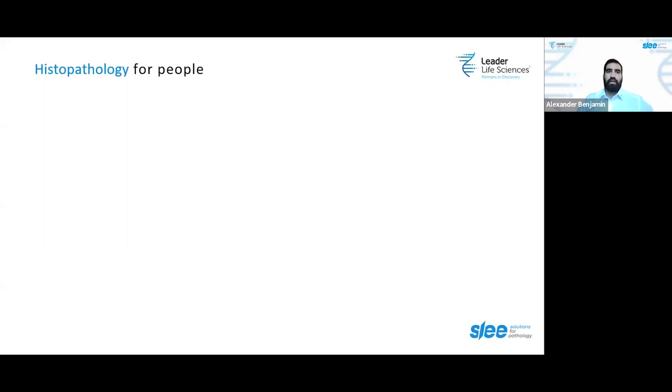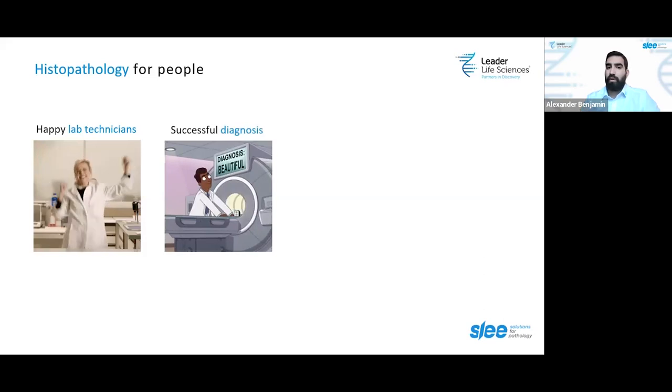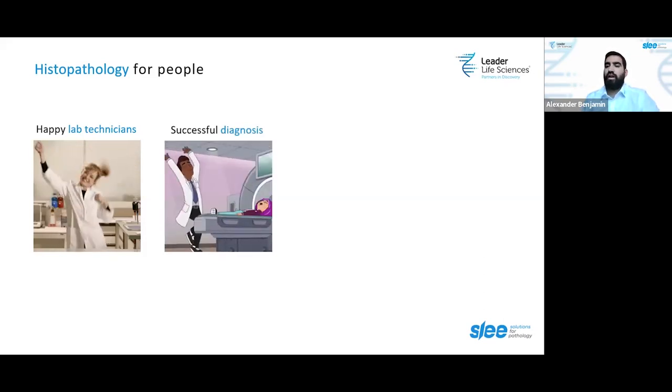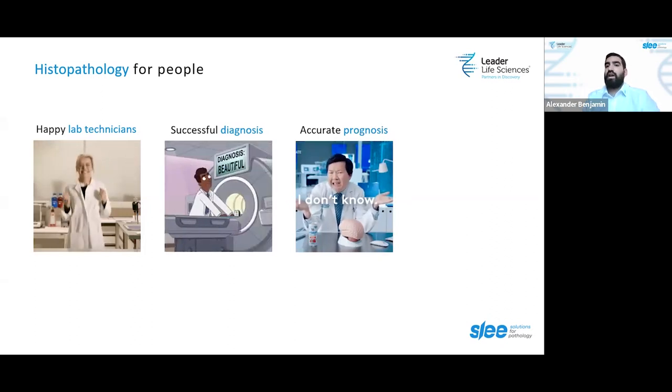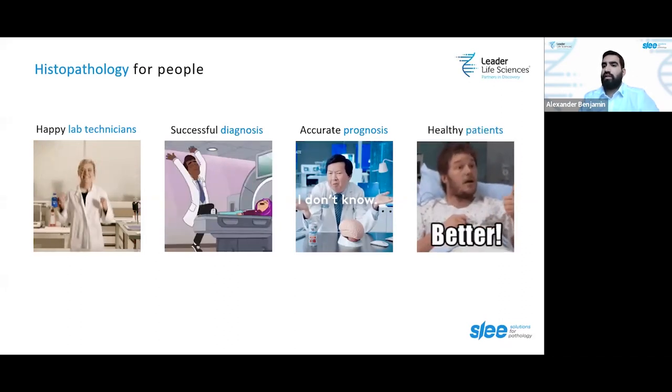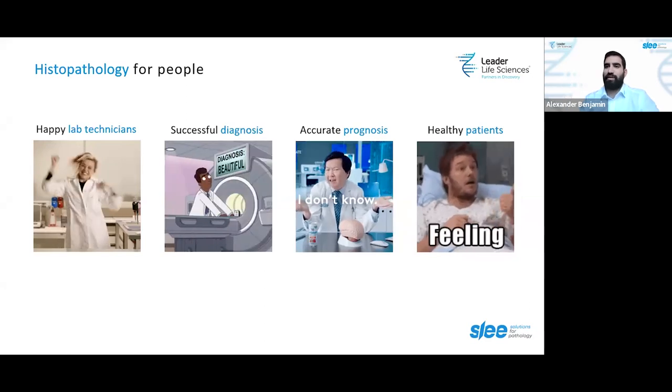Moving on, something we always keep in mind while we design our equipment and the next things coming up is that histopathology has to be for the people. When I say that, I mean we always want to have happy lab technicians in the labs, who can do their job more easily, therefore with less fatigue, which will make them healthier but also more accurate. Successful diagnosis, of course. We want to get the most out of the examinations that are happening in the labs. This leads to accurate prognosis, because if diagnosis is successful, then the prognosis is accurate. And as I said before, you will hear me say this many, many times: healthy patients. Everything happens for this reason.